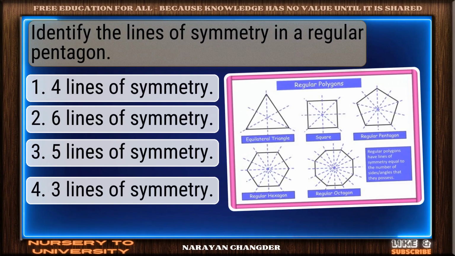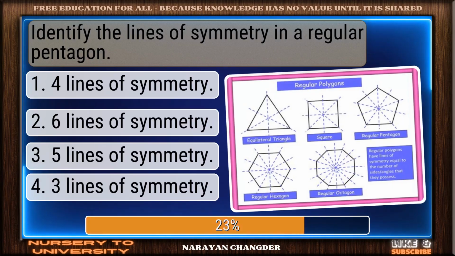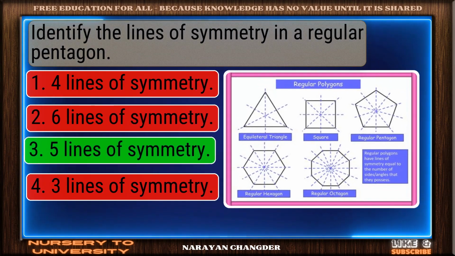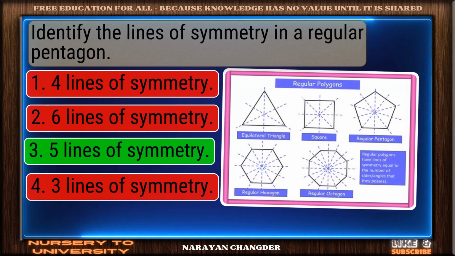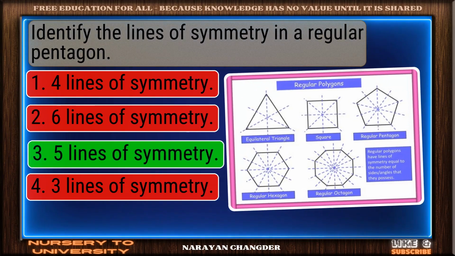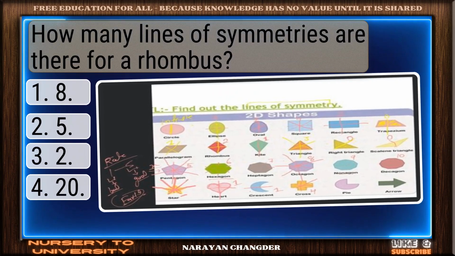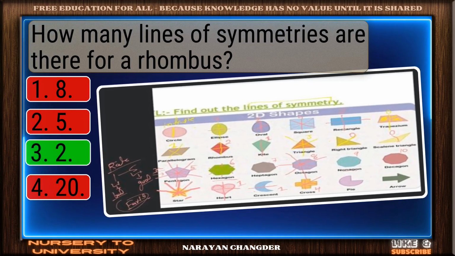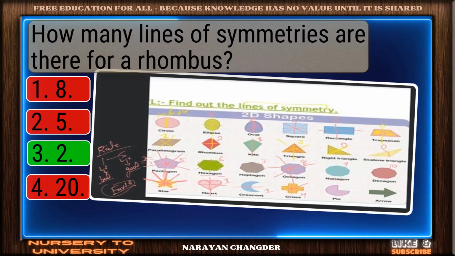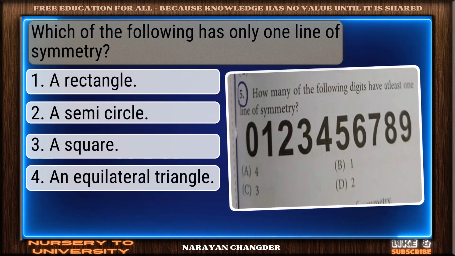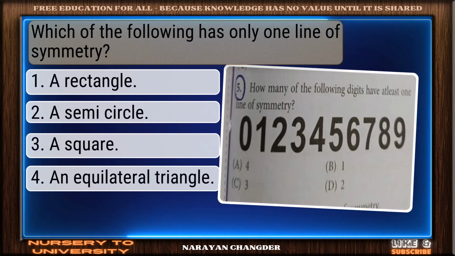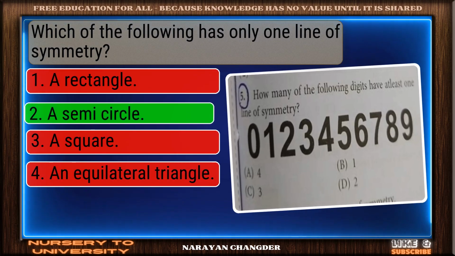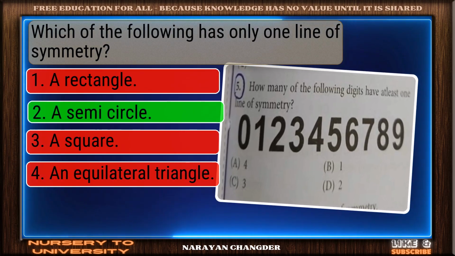Identify the lines of symmetry in a regular pentagon. Nice work. You chose 5 lines of symmetry, and it is correct. How many lines of symmetry are there for a rhombus? Solid response. 2 is a valid choice. Which of the following has only 1 line of symmetry? Right again. A semicircle is a valid answer.